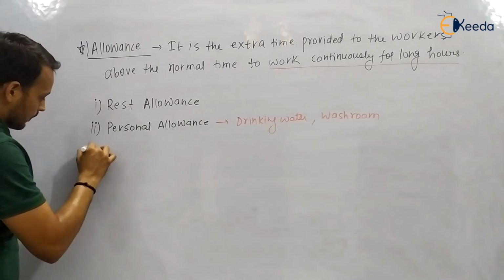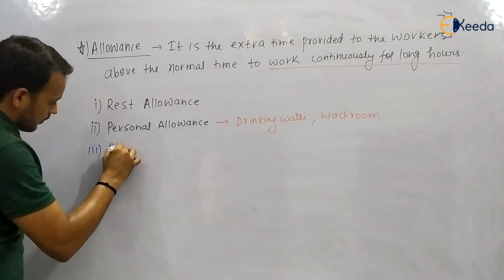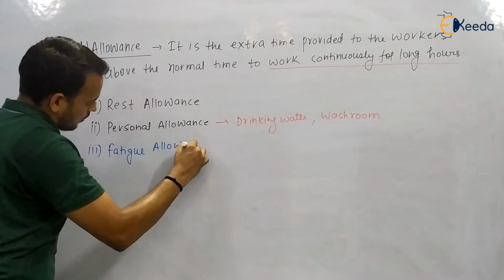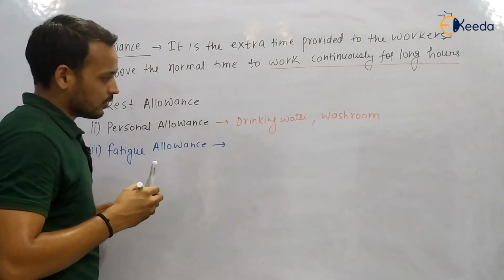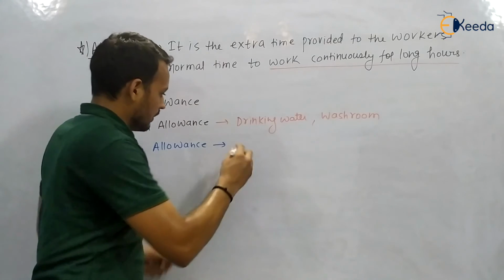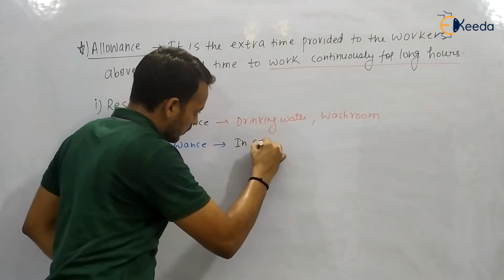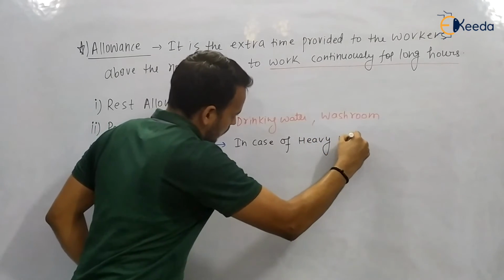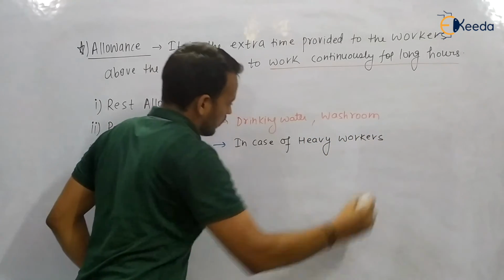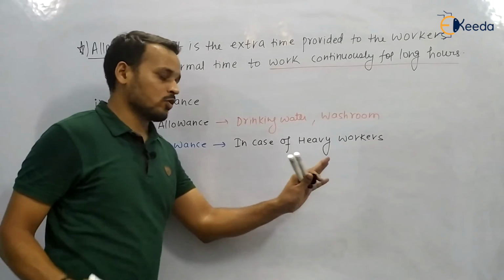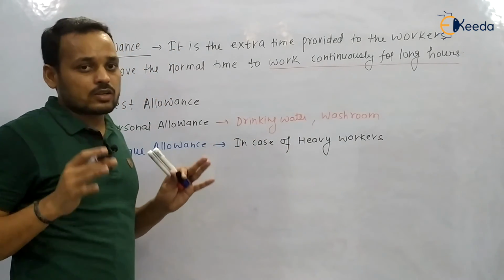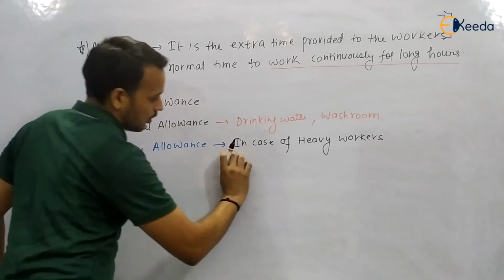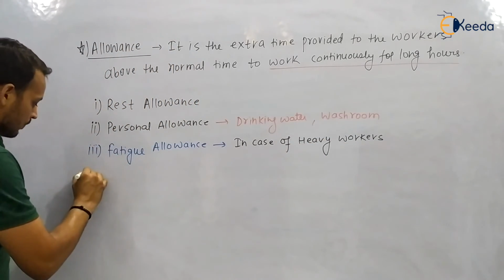The third one is fatigue allowance, when the workers are going to carry heavy works, in case of heavy works, not every time. Suppose the worker is going to carry some heavy works, so he will get fatigue, he will get tired, so you have to provide some rest. So that is known as fatigue allowance. It occurs only in case of some heavy works.